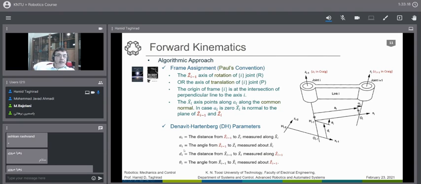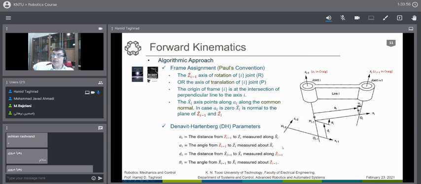What is alpha i? The twist angle. The twist angle is the angle between zi minus 1 to zi, and the angle is measured about xi. If they are parallel to each other, we have no twist. But if they are not parallel to each other, if they are this way or this way, these angles are changing. So there is an angle between these two. And how we measure when it is positive or negative, measure it about xi.